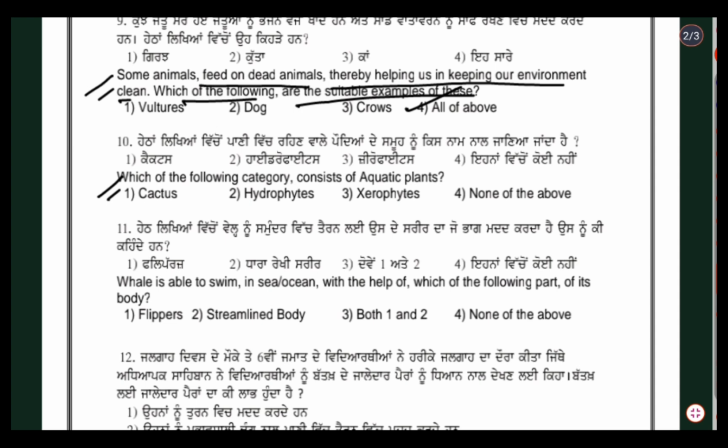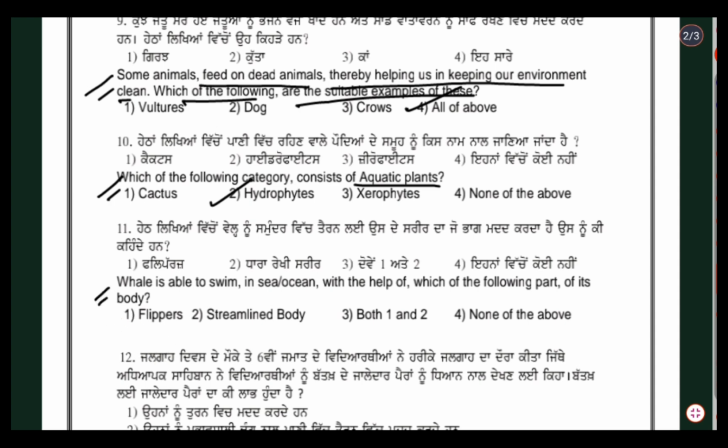So your options are cactus, hydrophytes, xerophytes and none of the above. Here aquatic plants means the plants which are adapted to the aquatic conditions, means water conditions. So here the right answer will be hydrophytes.